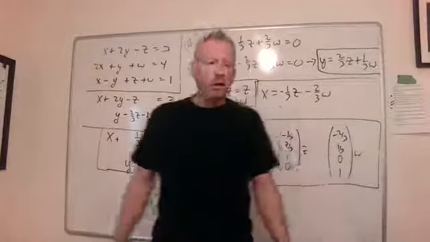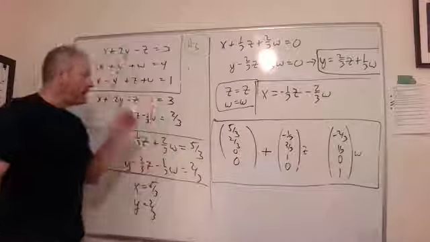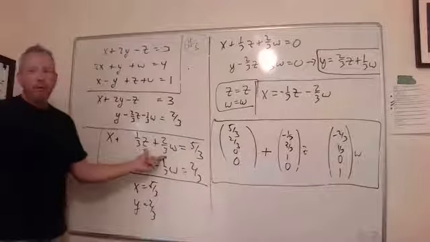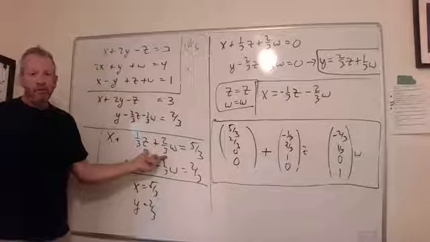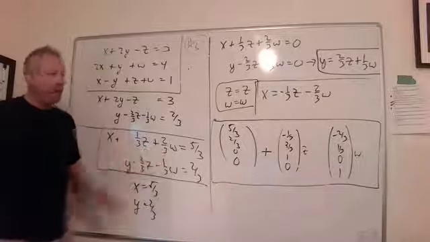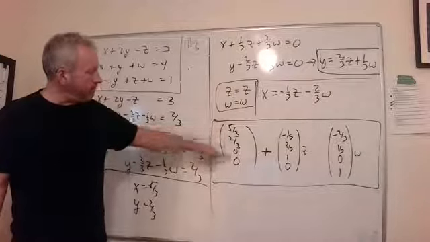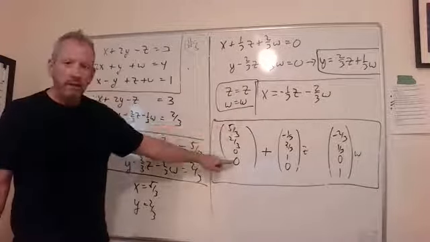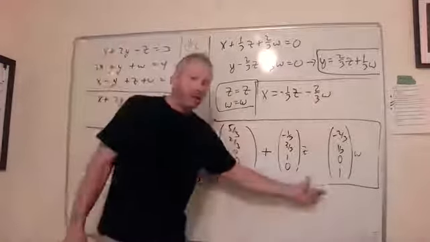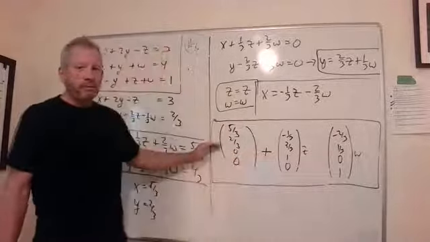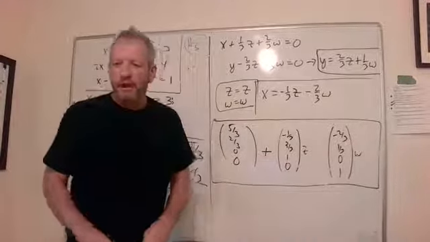Now, I could have made Z and W anything else. 1 and 1, 1 and 2, 7 and negative 3. So, you may have different vectors written right here. This should be the same. These will be different. Okay, so that's number 5.